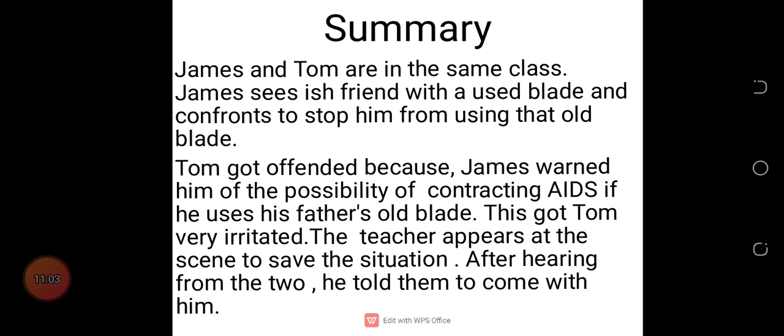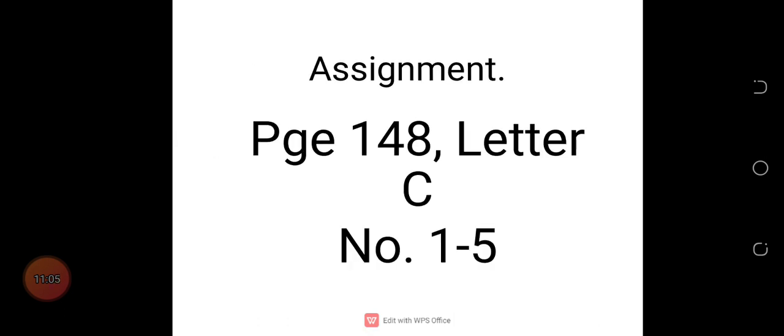Okay, so this is the assignment we are going to do. Page 148, letter C. Assignment number 1 to 5. Answer the questions on the passage. 1. Why should James not use the blade? Per the passage you have read, why do you think James shouldn't use the blade? 2. Why was James sure of his safety?